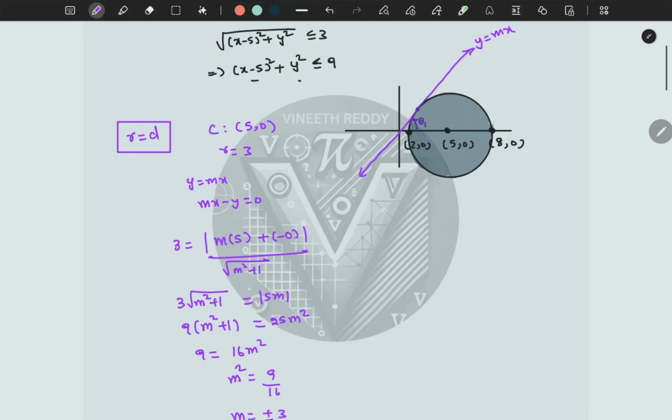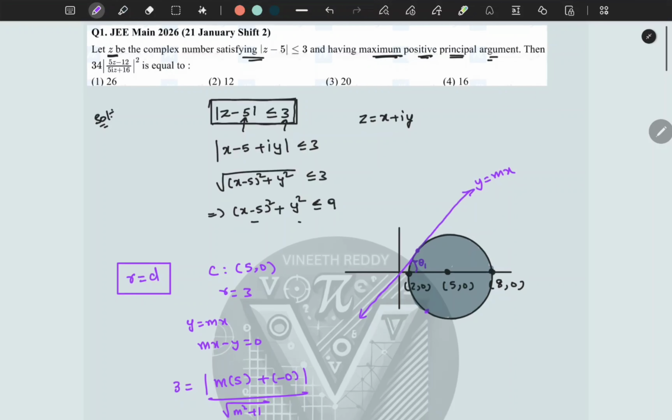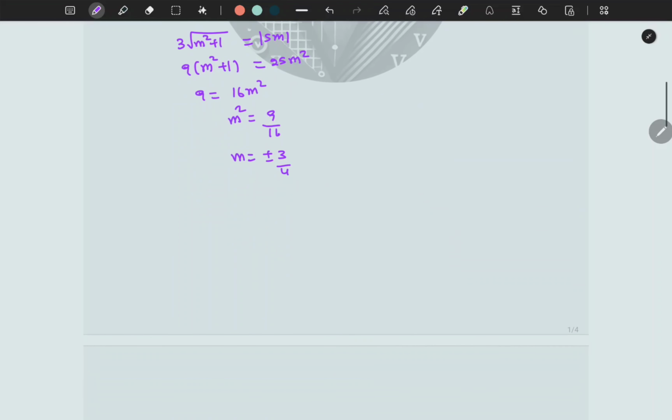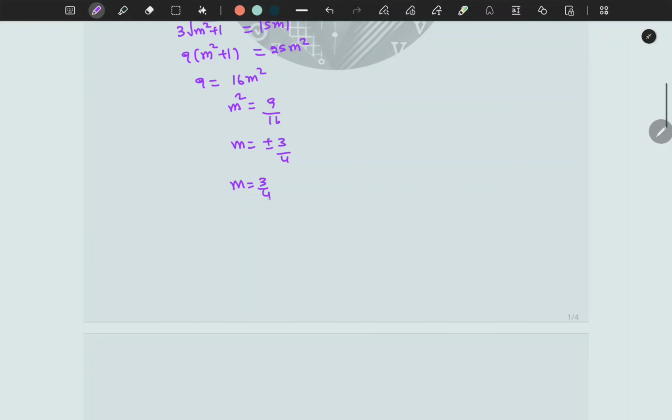Why are we getting two values of slope? Because one more line can touch the circle, something like this, right? But then if you take that as z, the principal argument will be negative. So we need positive. That's why we are taking this slope as 3 by 4 only, right?